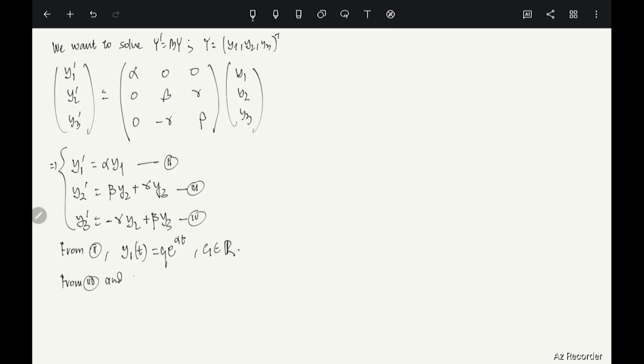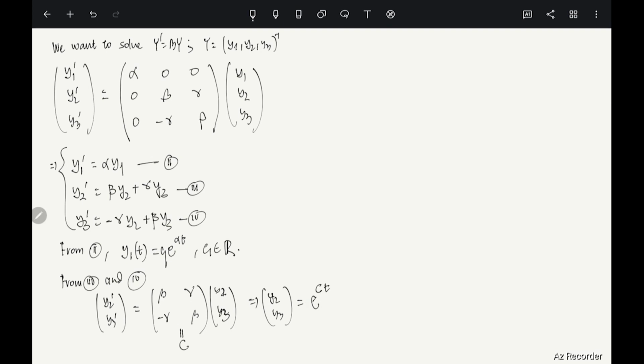from 3 and 4, if you think about it this way, this is a system of 2 cross 2 equations. There is no y1 involved here. So you have this system: y2 prime, y3 prime equals the matrix beta gamma minus gamma beta times y2, y3. So the solution y2, y3 will be e to the power of this matrix. Let's call this matrix C, so e to the power C times t. That will be the solution.